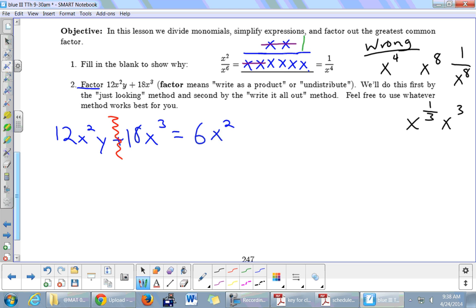The only other thing that I see here is there's a y in the first term and no y's in the second term. So I can't pull a y out of both of them because there aren't any y's to play with over there. Then I'm going to put some parentheses. And then that plus sign with the big squiggle through it, I'm going to copy right here.